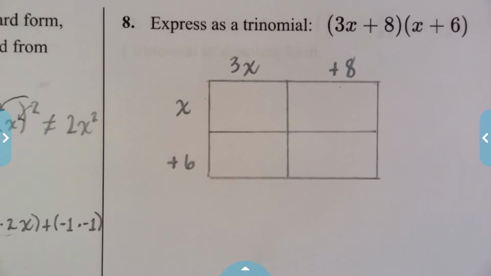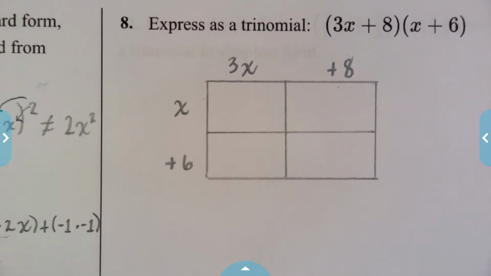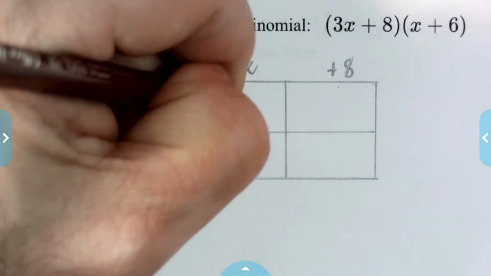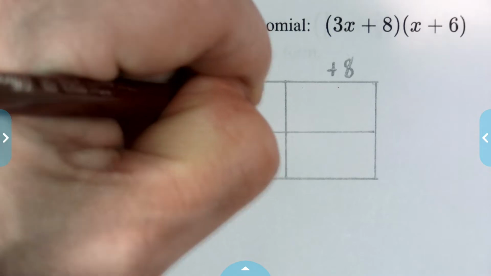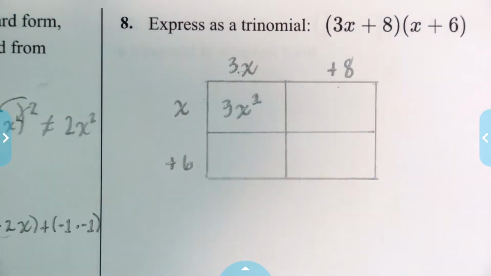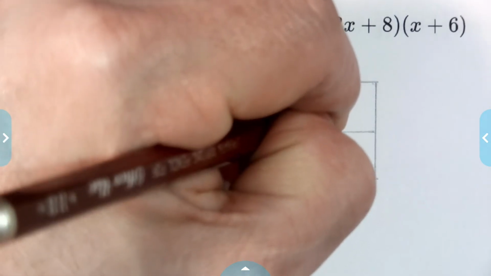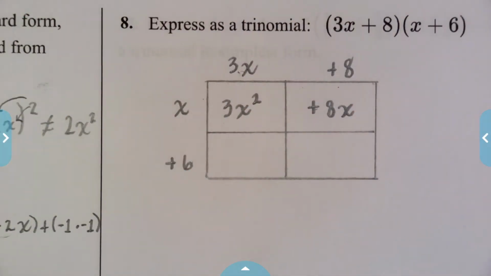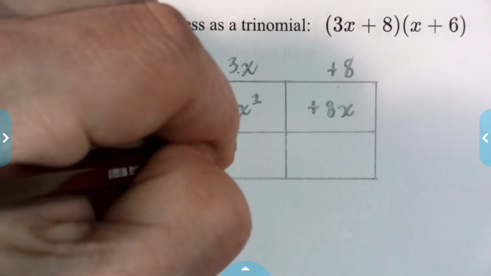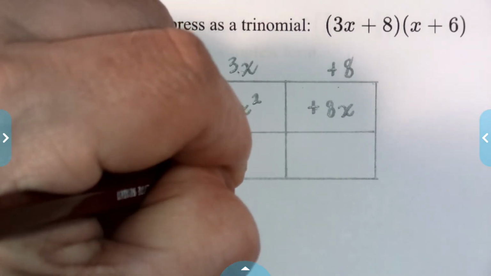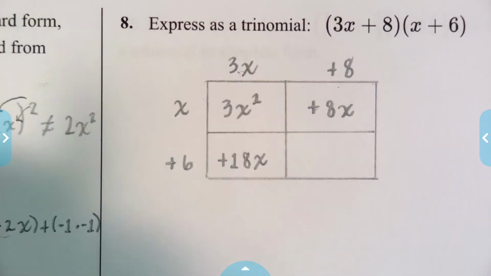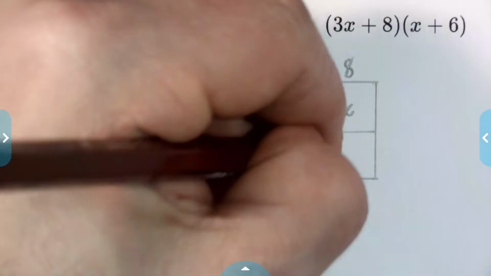All right. So again, I'm just trying to show you that there's all these different ways to do the same thing. So 3x times x is 3x squared. X times 8 is 8x, or plus 8x. A good habit is to put the plus symbol or the minus symbol as it may be. 6 times 3x is plus 18x. And then 6 times 8 is plus 48.